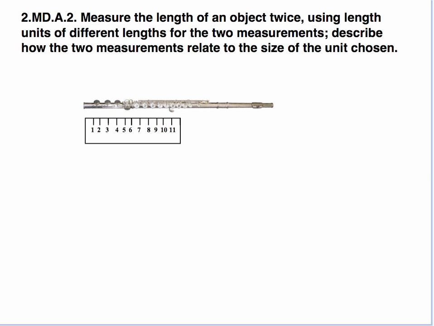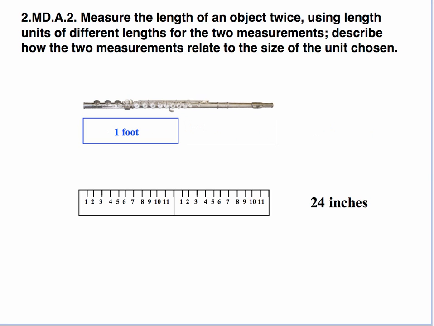So let's say we're going to measure this real length object. It's a flute, and we take our homemade ruler, and we start at 0 and put it at the beginning of the flute. We can either slide this ruler over or get a second ruler and lay it end to end, and we notice that this is exactly 24 inches.